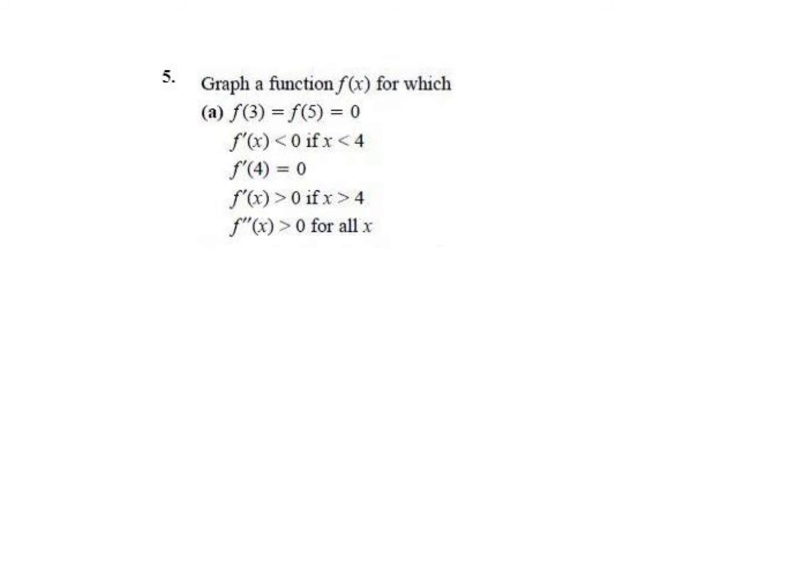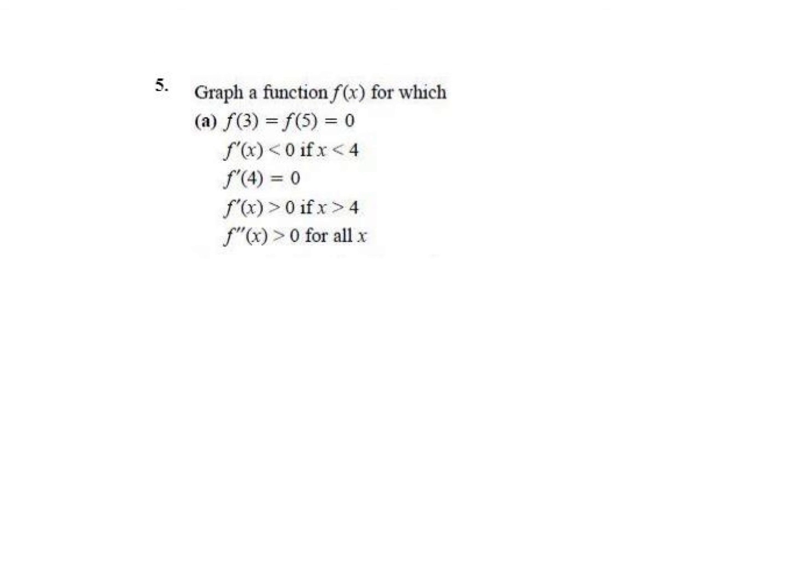Okay, in this question it gives you some information and then we just have to sketch. So f of 3 and f of 5 equals 0. Those are x-intercepts. So we have an x-intercept at (3, 0) and (5, 0). f prime of x is negative when x is less than 4. It is 0 at 4, and it is greater than 0, or positive, after 4.